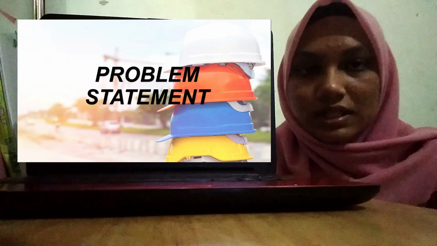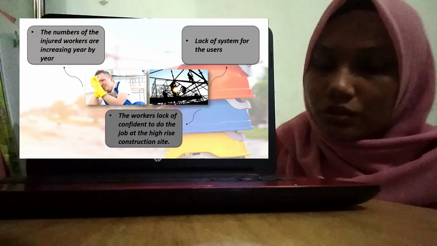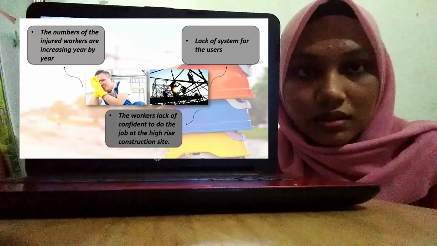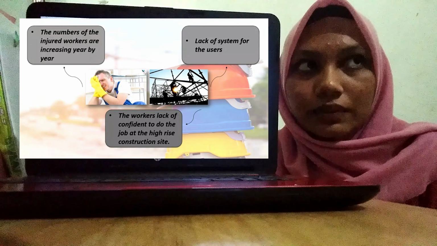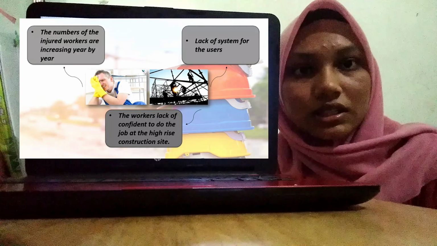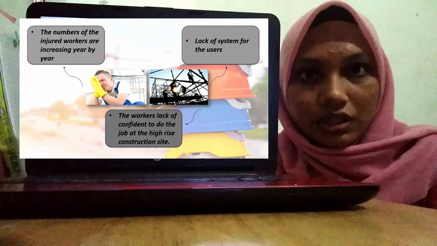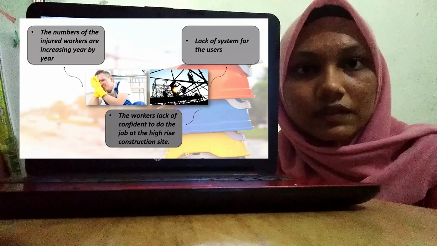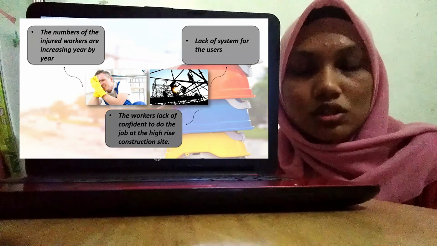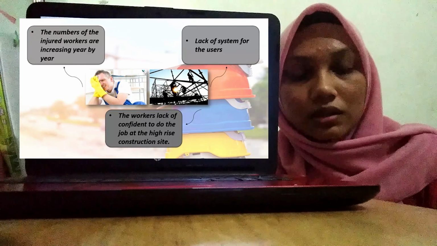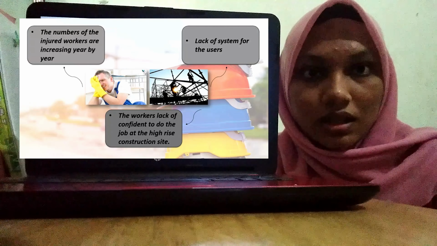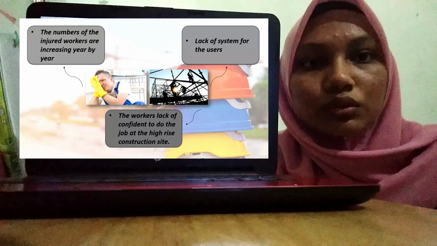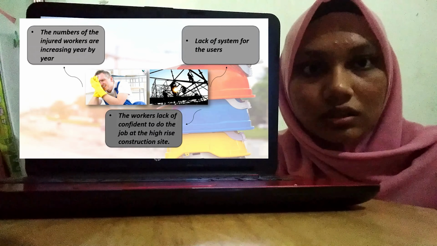Next is the problem statement. So we used our senior's previous project and we upgrade the project. So the problem is there is a lack of system for the users. By upgrading the previous project, the worker has more confidence to do the job at the high-rise construction.